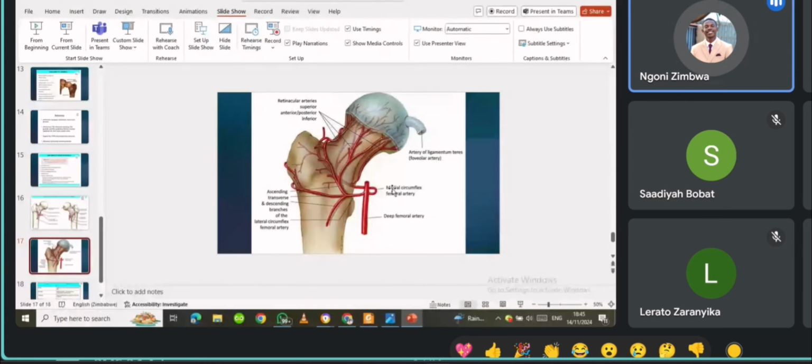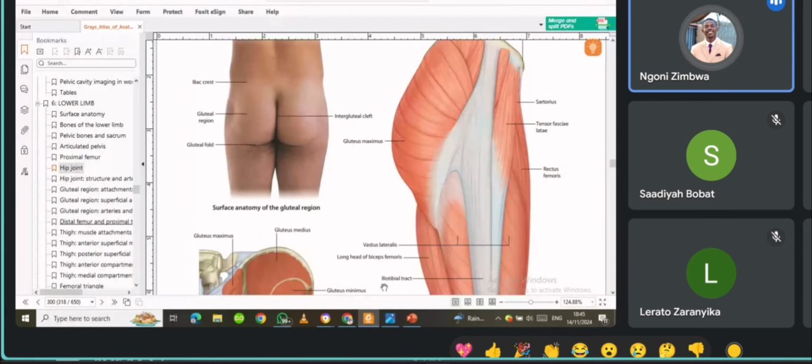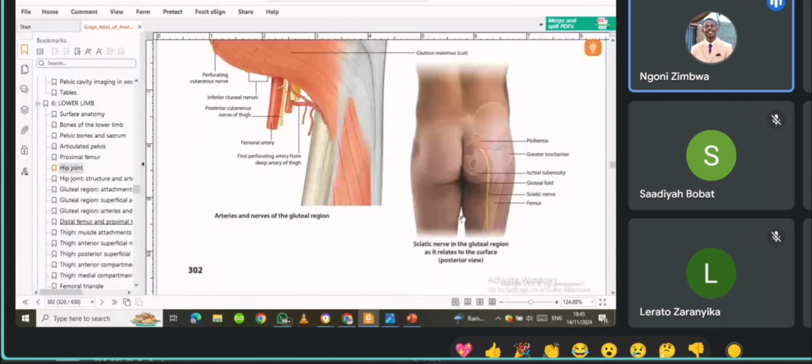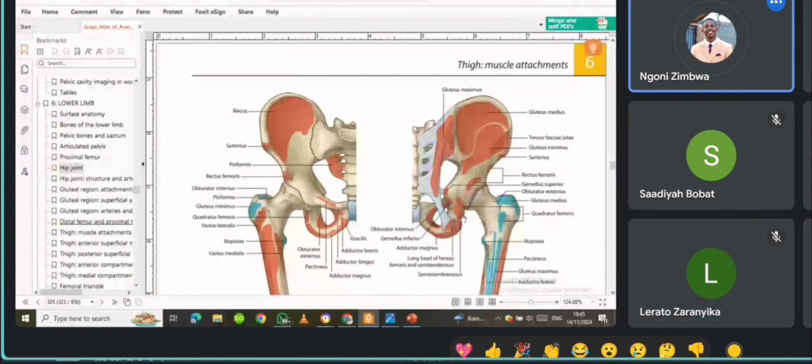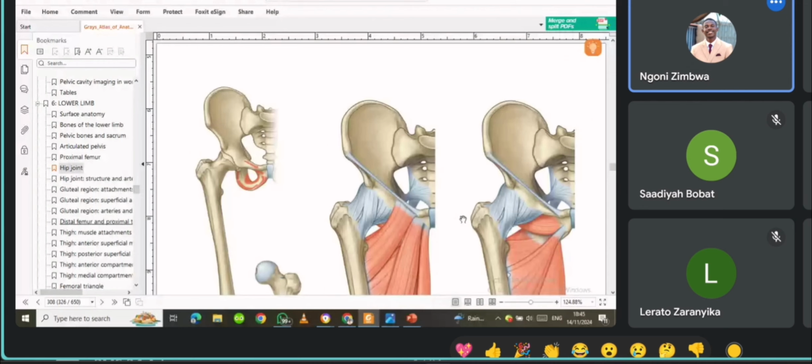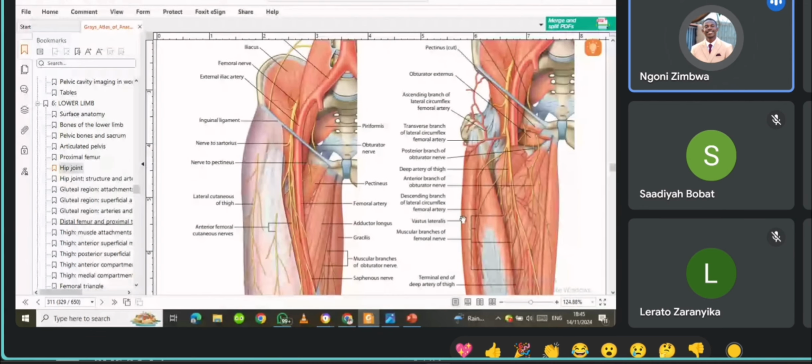We're going to have what you call the femoral artery. As you can see here, this is your descending aorta, which bifurcates into the internal and external iliac arteries. The external iliac artery, when it passes the inguinal ligament, becomes the femoral artery.